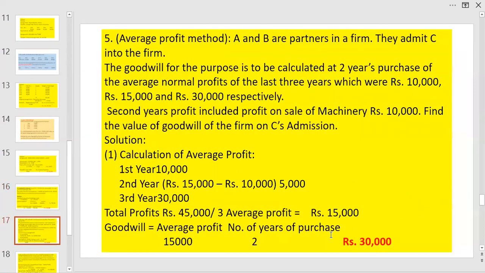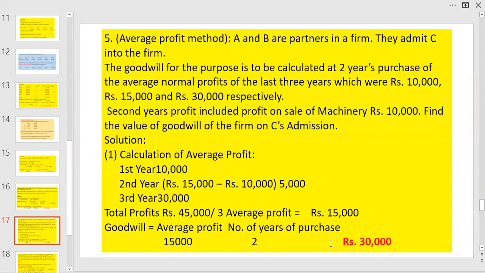Okay, the next illustration. A and B are partners in a firm. They admit C into their firm. The goodwill for the purpose is to be calculated at 2 years' purchase of average normal profit, which are given here. They are also given additional notes: the second year's profit includes profit on sale of machinery of 10,000. As you all know, we have to eliminate that non-recurring event. Therefore, the second year's adjusted profit would be 15 minus 10, 5. Total profit 45, average profit 15, 2 years' purchase 30,000 is goodwill.